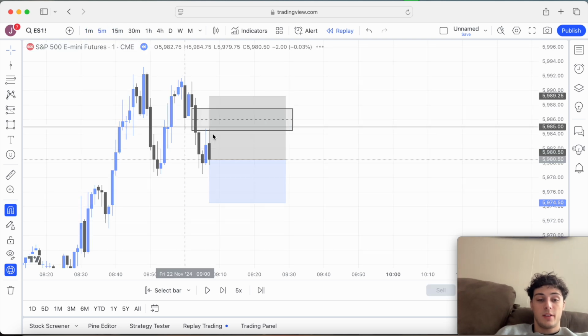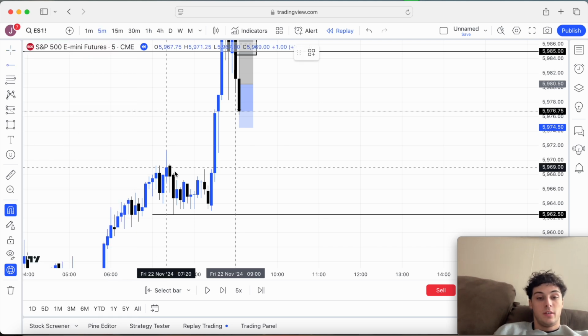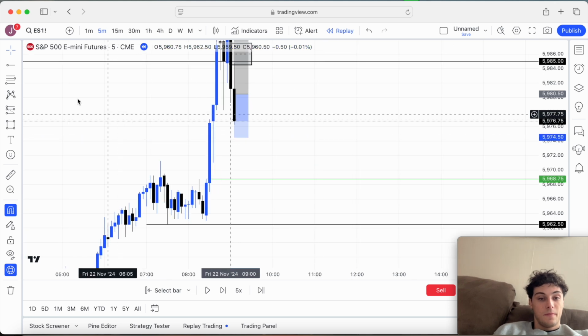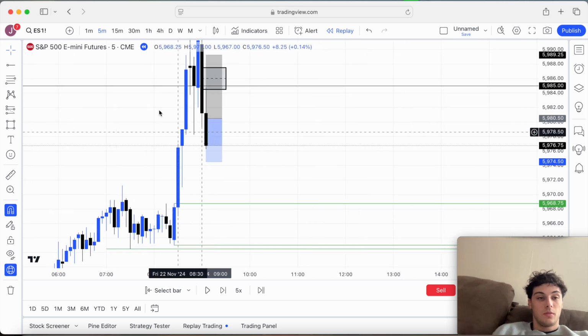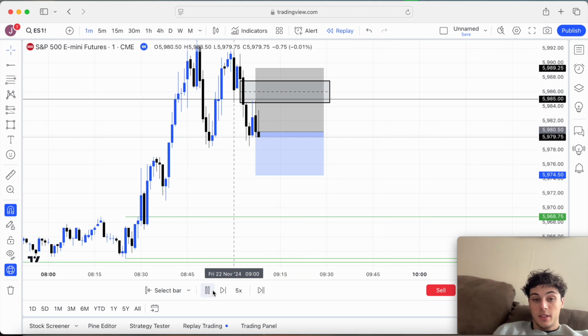Cool. We go to the 5-minute time frame. What are we looking for? We're looking for a draw on liquidity right here. Another one right here. Third one right there. Cool. Okay, what do we need? Now we're just in the trade.